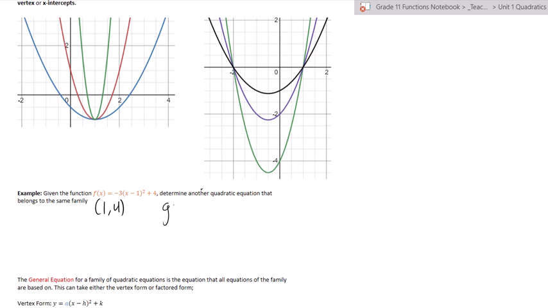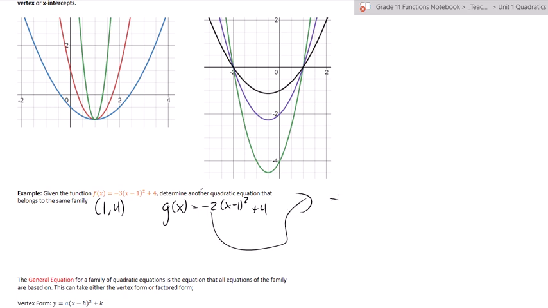So we need another equation with the same vertex, but a different a value. Another family member will be, for instance, g of x equals, and we pick any number for a, literally anything. Let's do negative 2 for now. We have negative 2 times (x minus 1) squared plus 4. We know it's a family member because it has the same vertex. Its a value is different.